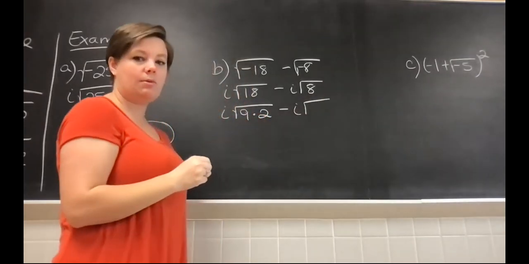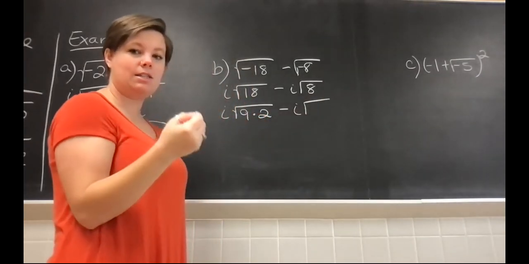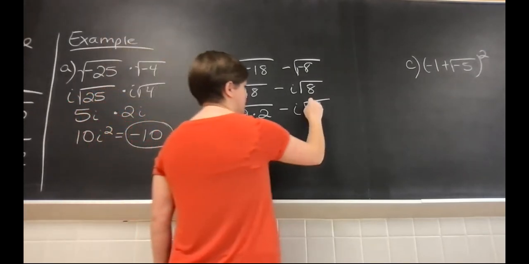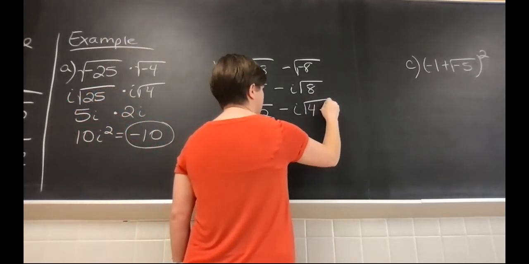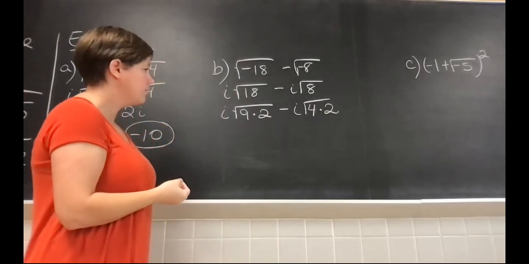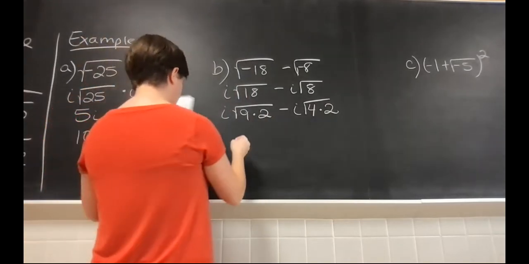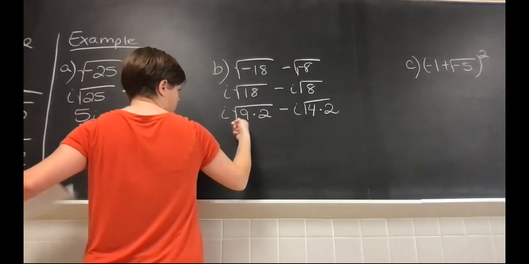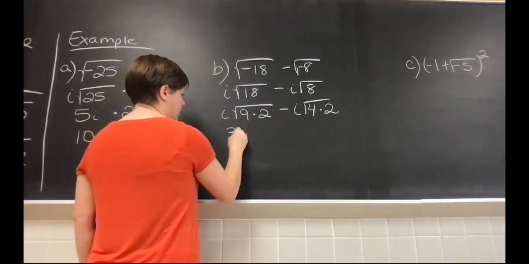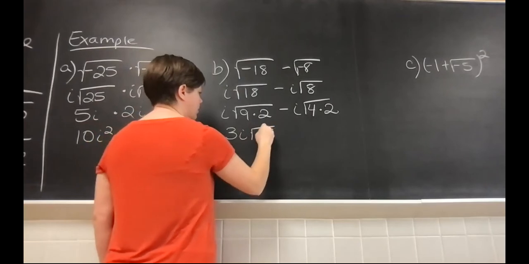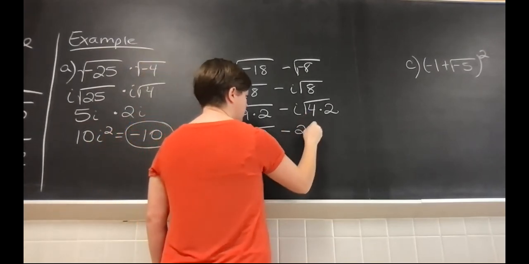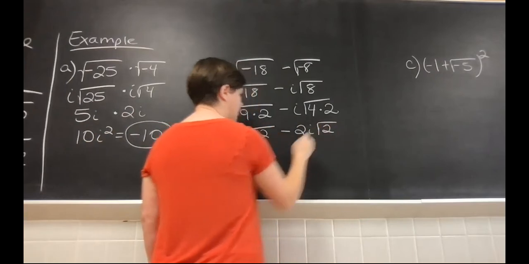Is there anything that we can multiply together to get 8 that has a perfect square as a factor? Yes, 4 is a perfect square, and you multiply that by 2, and you get 8, right? So now we can pull out these perfect squares. The square root of 9 is 3, so I have 3i square root of 2 minus the square root of 4 is 2, so I have 2i square root of 2.